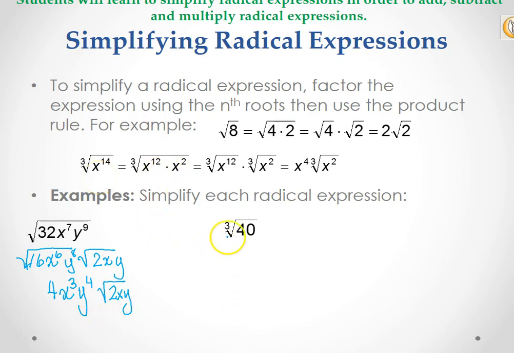The cubed root of 40. Now this time we're looking for perfect cubes, so I have to know what my cubes are. My cube root of 40, I know that's the cube root of 8 and the cube root of 5. I don't know the cube root of 5, but I do know the cube root of 8 is 2, so I have 2 cube roots of 5.